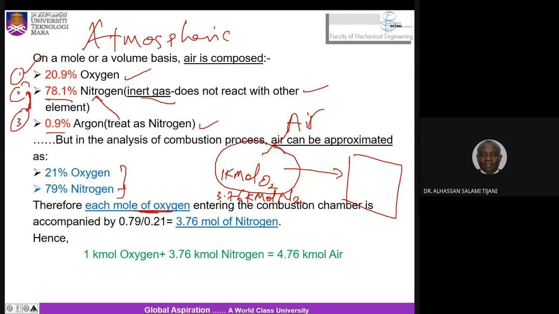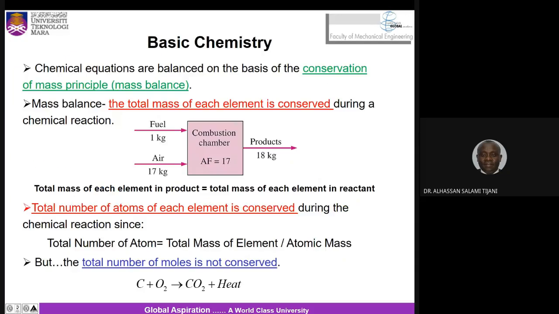So whenever you take atmospheric air, every 1 kilomole of oxygen will have 3.76 kilomoles of nitrogen. So the total number of moles of atmospheric air is given by 4.76 kilomoles of air.